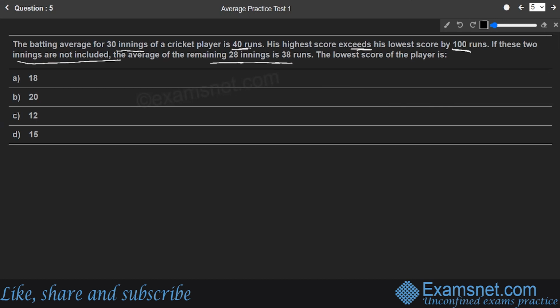So what we can do is always try to find out the totals, the sum. Sum is always calculated by average multiplied by number. This is how the sum is calculated. So that's what they say in the very beginning, 30 innings and an average of 40 runs. So the sum of the 30 innings is going to be the average, 40, multiplied by the number of innings, 30.